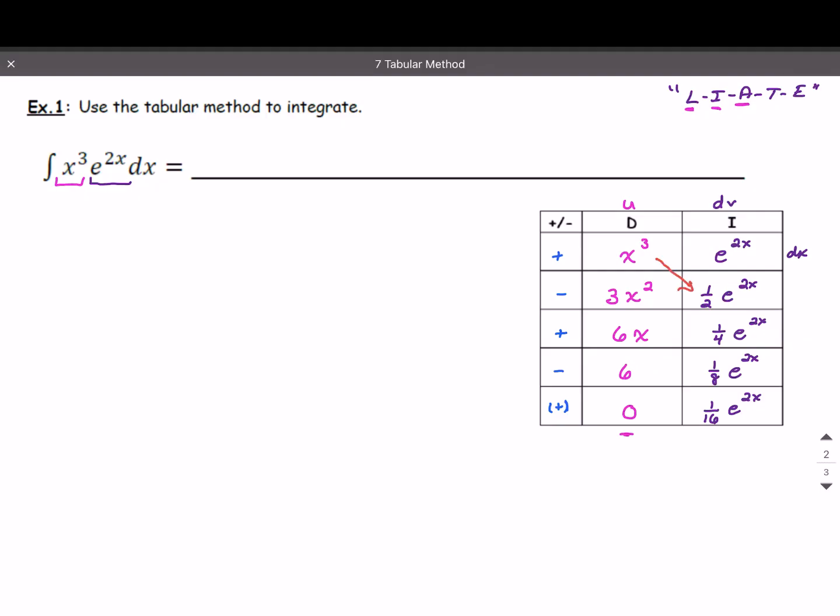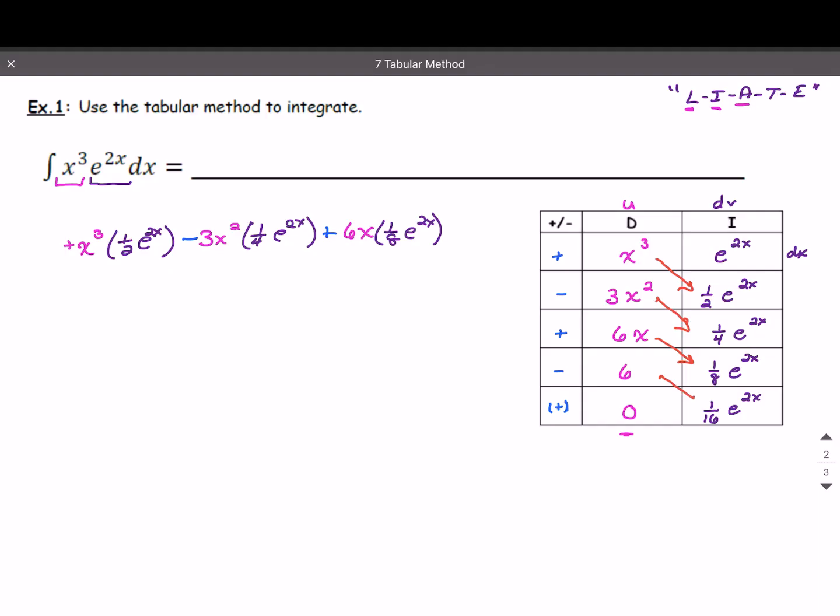I have a positive x cubed times a 1/2 e to the 2x. And then on the next diagonal, I've got a negative 3x squared times a 1/4 e to the 2x. And then the next diagonal, I've got a positive 6x times 1/8 e to the 2x.